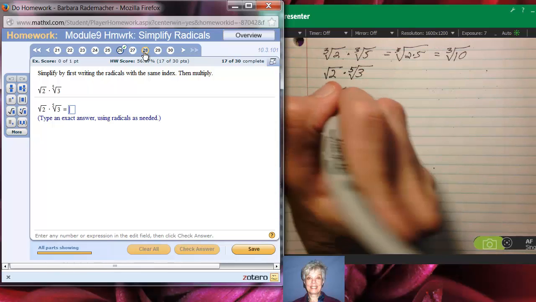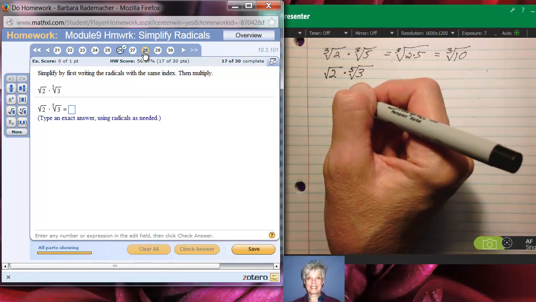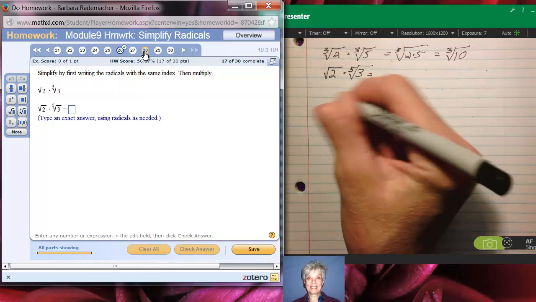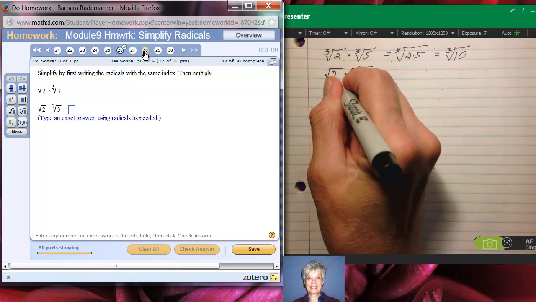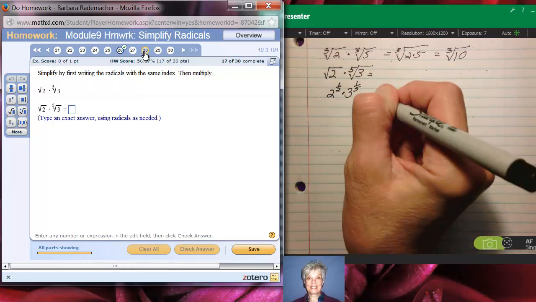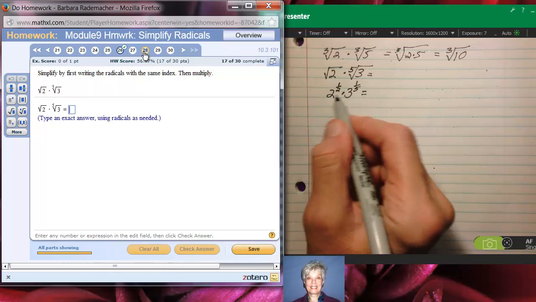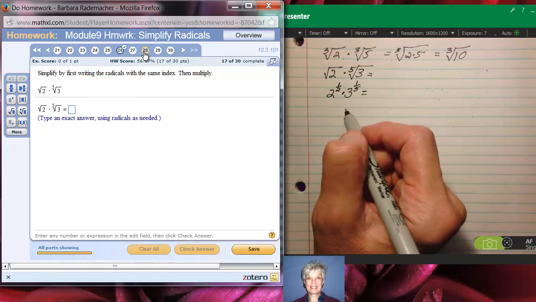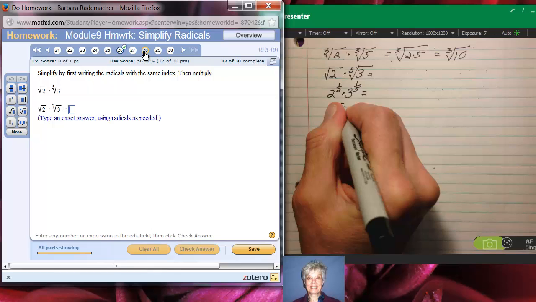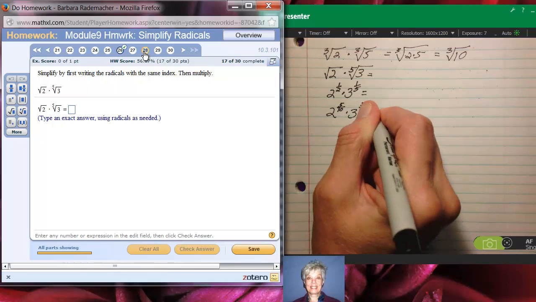We have a new rule you have to use here, because you can't multiply these the way they are right now. Instead, you're going to have to change these guys to their rational exponential form. 2 to the 1/2 times 3 to the 1/5. Okay, they're not even the same base. But look what you need to do. You need to get a common denominator, and that's going to be 10. So you'll have 2 to the 5 over 10 times 3 to the 2 over 10. Now watch what I do.